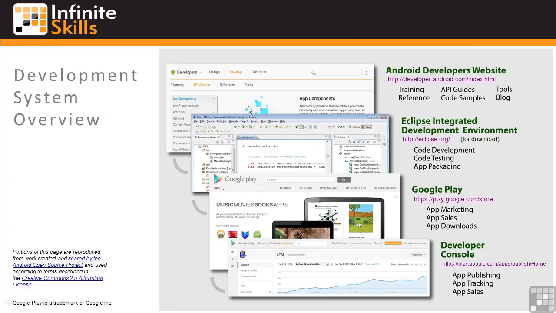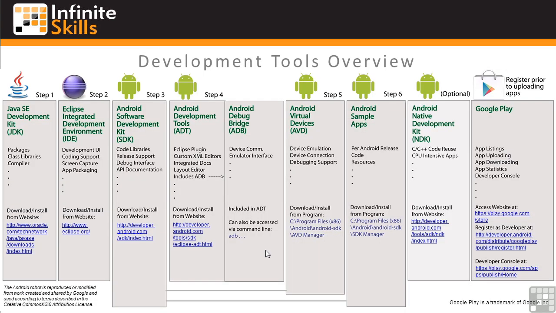These development elements flow from the developer's website to Eclipse, to Google Play, to the developer console. And now let's take a look at the individual software development tools you'll be using. Here's an overview of the development tools you'll use to design, program, and upload your apps to the Google Play Store. Hang in with me here. Digesting this overview will greatly facilitate your understanding of how to get your development platform up and running and how it all works. Getting all the tools working can frankly be a bit tricky.